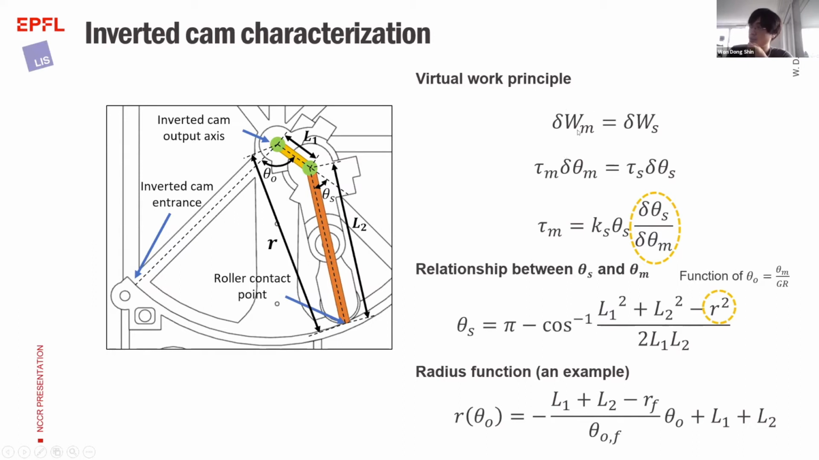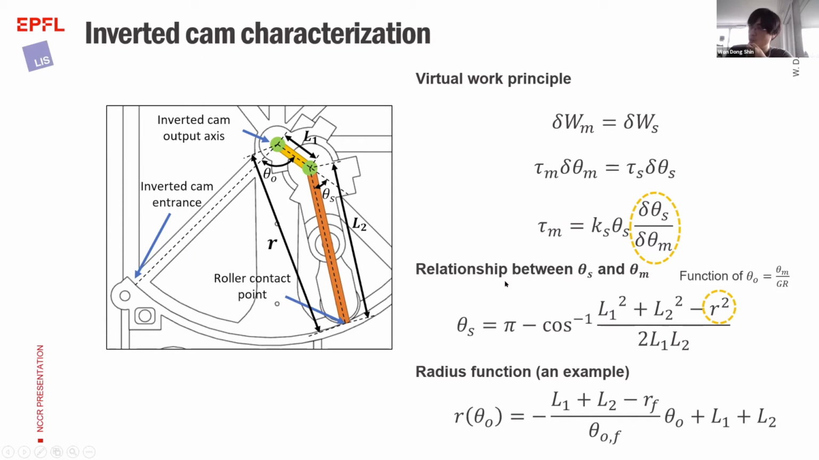The work is simply the torque times the change in the angle theta, and for the spring it is also the spring torque tau times the change in theta. Assuming we have a constant spring constant Ks, we can rewrite the torque of the spring as Ks times theta_s, the angle of the spring here. So the torque of the motor is related to the relationship between the change of spring angle and the motor angle.